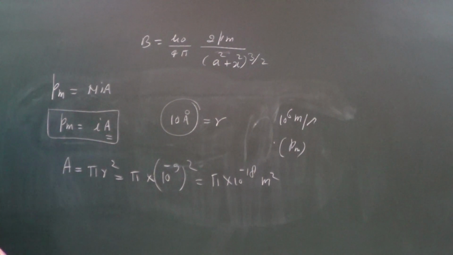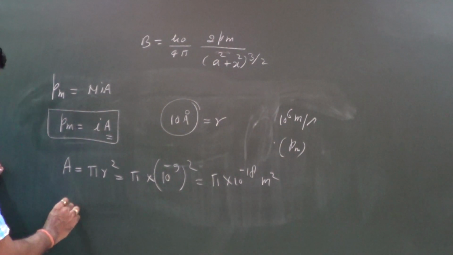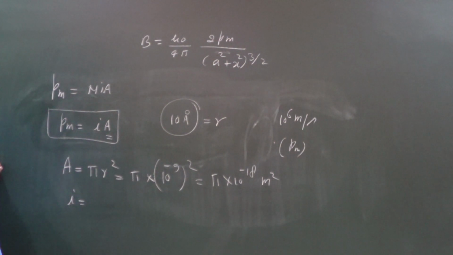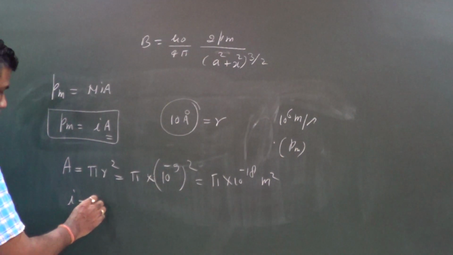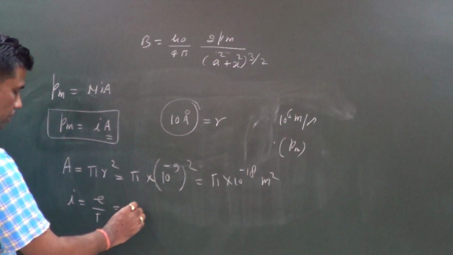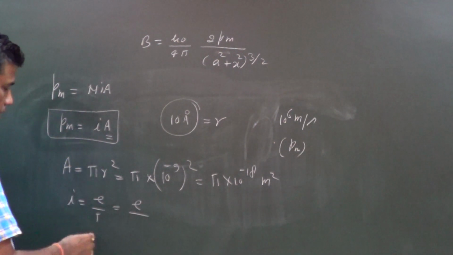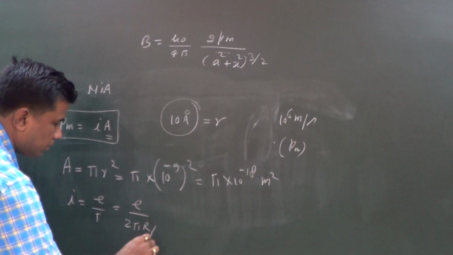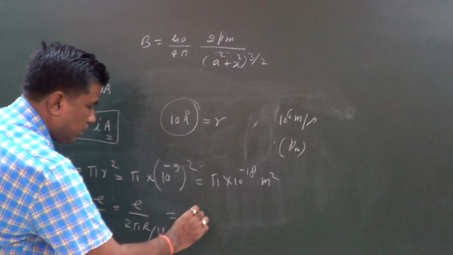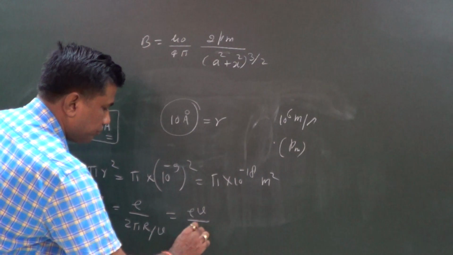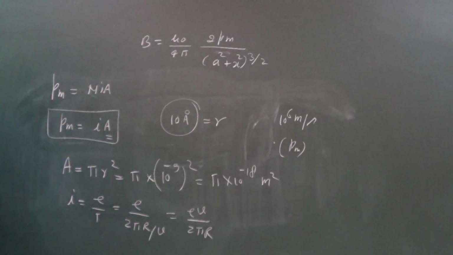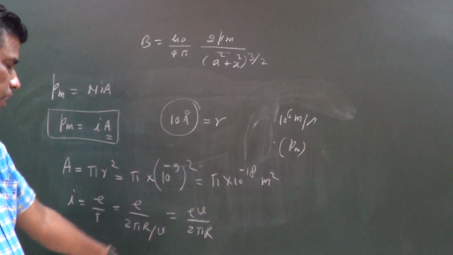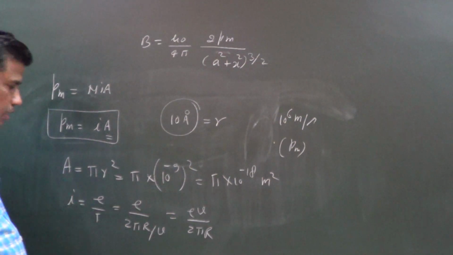Now we have to find the current. In the previous question, I gave a formula for current, that is I equal to e by T. e is the charge of the electron, T is 2 pi r by speed v. So it will be equal to ev by 2 pi r. So student, we can find the value of current by this formula.